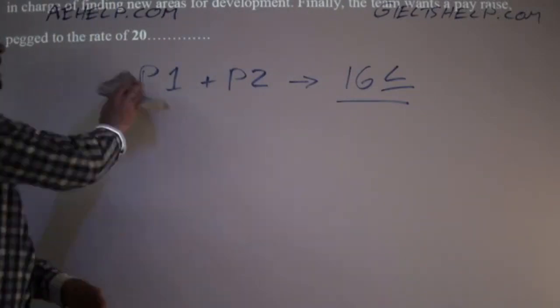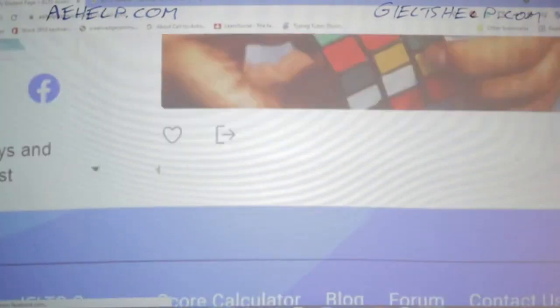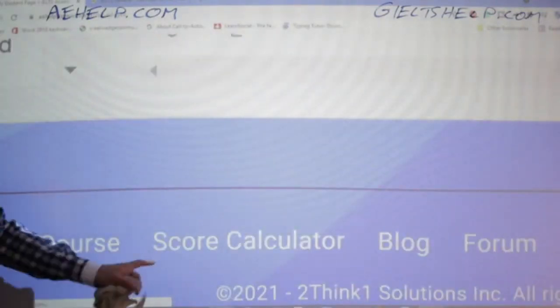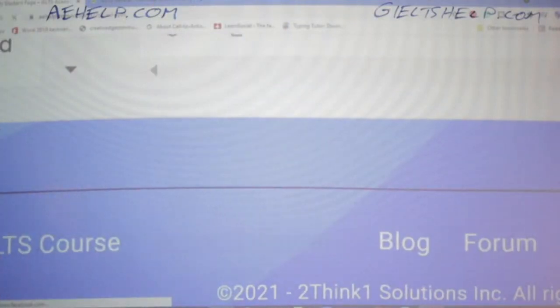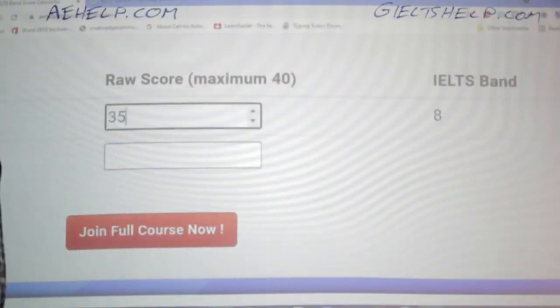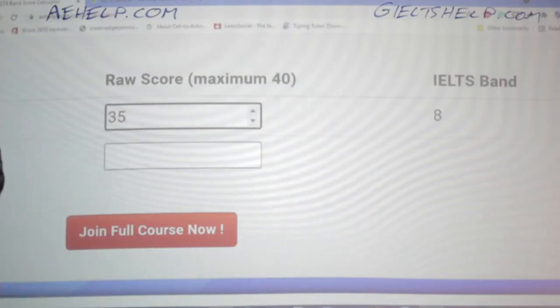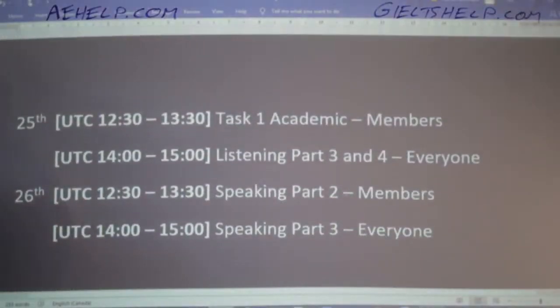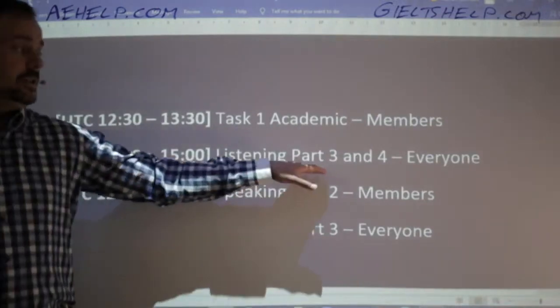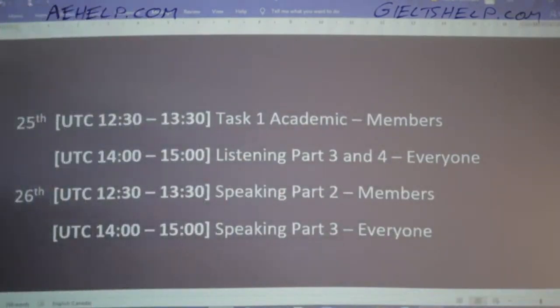By the way, students, if you go to our websites, either one, aehelp.com or gieltshelp.com, at the very bottom, you'll even find a tool for your marking called the score calculator. When you go to the score calculator, you can type in your total score, let's say 35 out of 40, and then it'll say, okay, that would be a band 8, okay? You can't do half listening, so we'll do the rest of the listening tomorrow, okay? So come back tomorrow at the same time on the 25th. We'll do listening part 3 and part 4, and then you'll be able to use that score calculator to figure out how you actually did in this listening section.